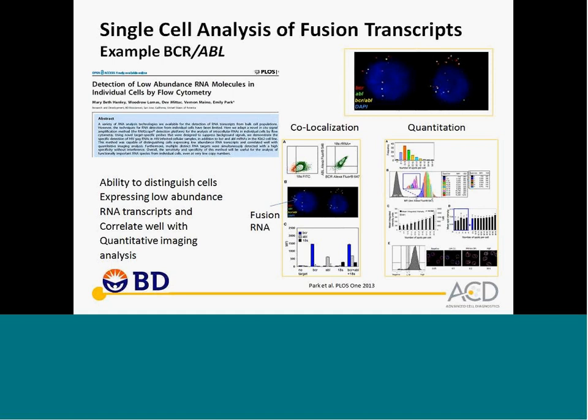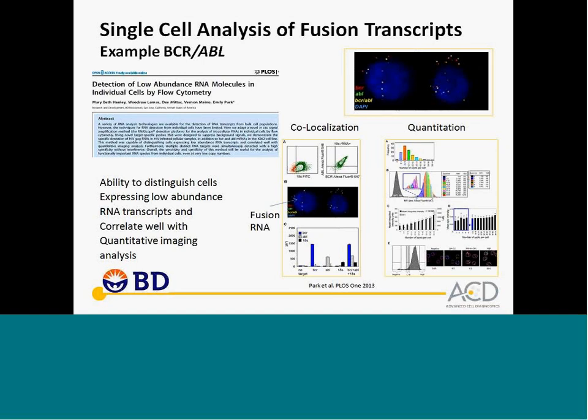This is an example of the detection of a fusion transcript using a combination of ISH and flow cytometry, again a collaboration with Becton Dickinson. What we see here is probes that target both the BCR and the ABL portions of the BCR-ABL fusion transcript. As you can see, the ABL is labeled in green, the BCR in red, and where you have a fusion transcript it would appear as yellow, where you have fluorescence coming from both populations.